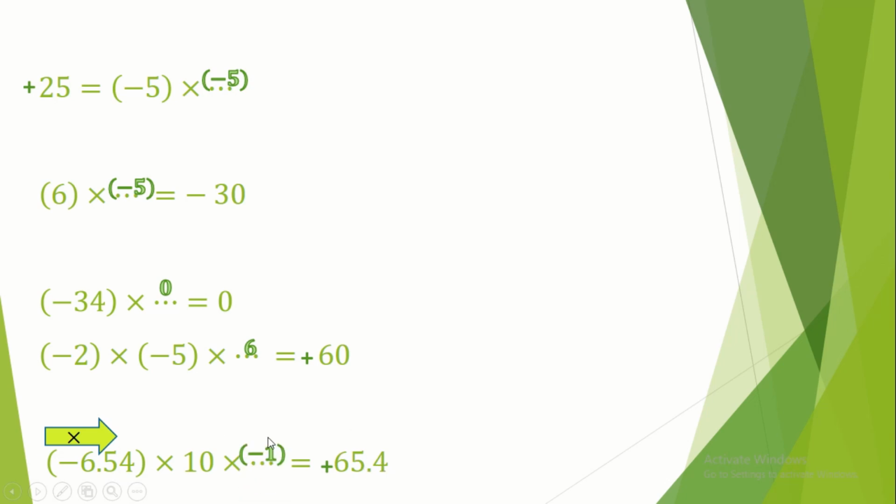Now we just multiply it by 1. Now we write minus 1, since we have it here: minus times minus gives us plus, and 65.4 times 1 gives us 65.4.